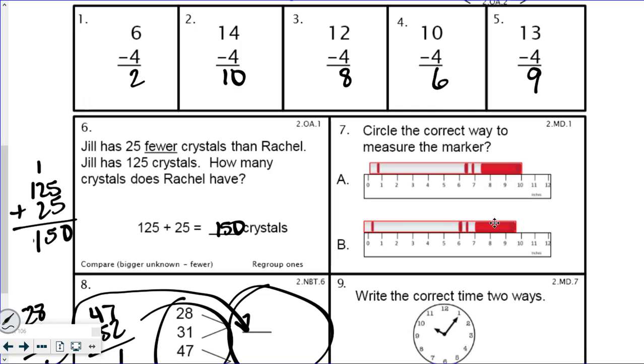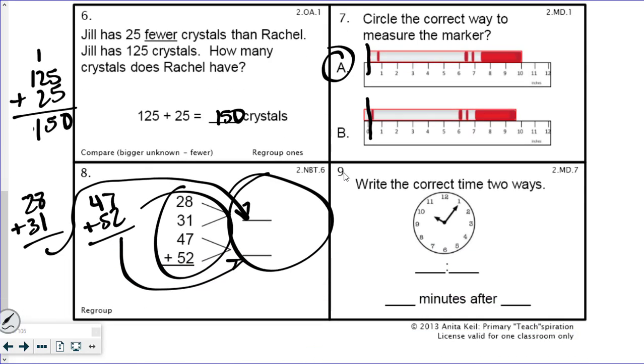Number 6, circle the correct way to measure the marker. So what we're looking for here is the marker lined up with the 0. So I'm going to draw a line through the 0. And you tell me, which one is the marker lined up with, A or B? It's lined up with A. The marker's lined up with 0 on A.